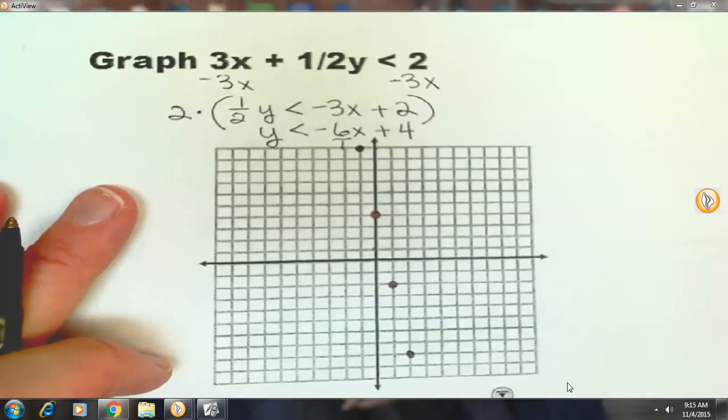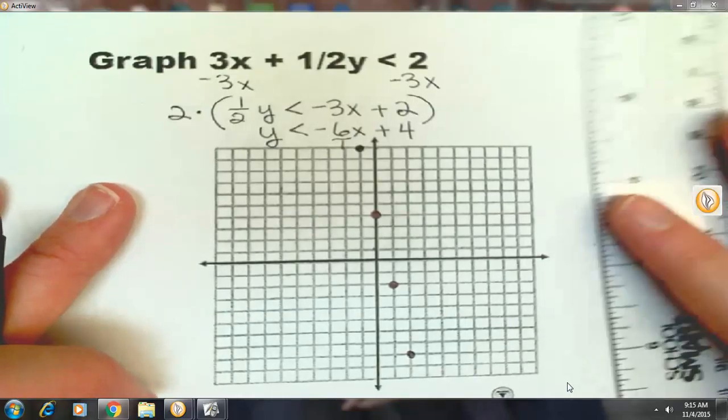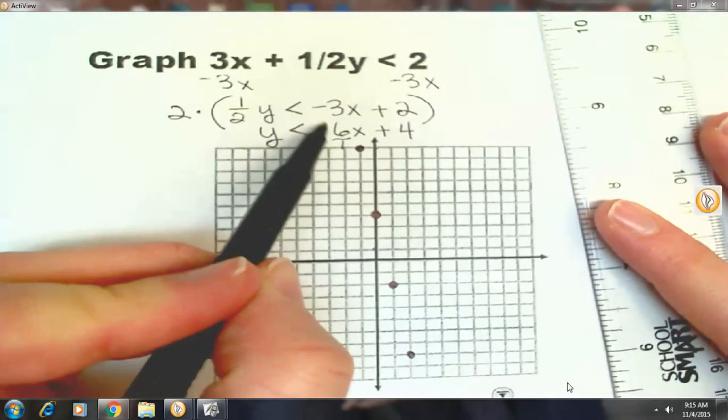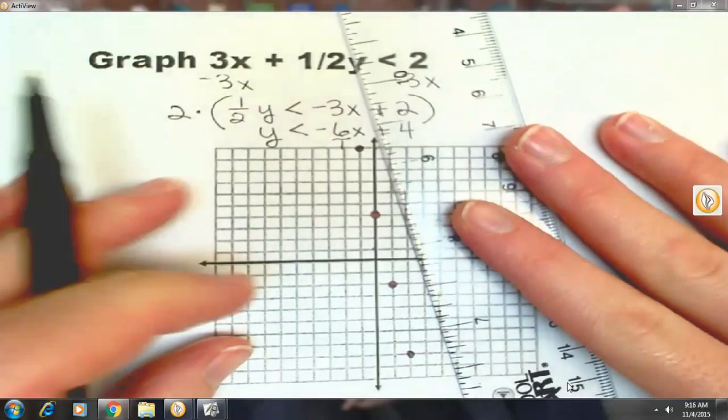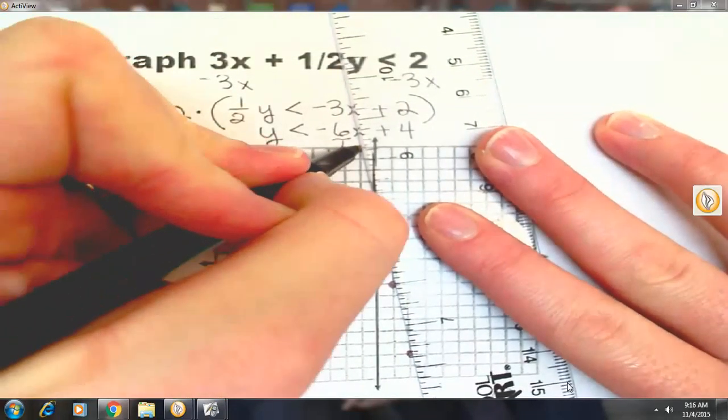Now before you draw your line in, if you remember back to Algebra 1 or Algebra B, will we use a dashed line or a solid line? Dashed. And how do we know that it's dashed? The line underneath. Right, it's not underneath. There's not a line underneath. It's not equal to. So take your straight edge and draw in a dashed line.